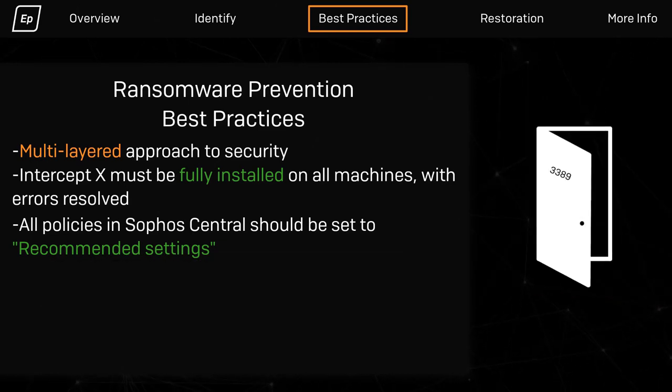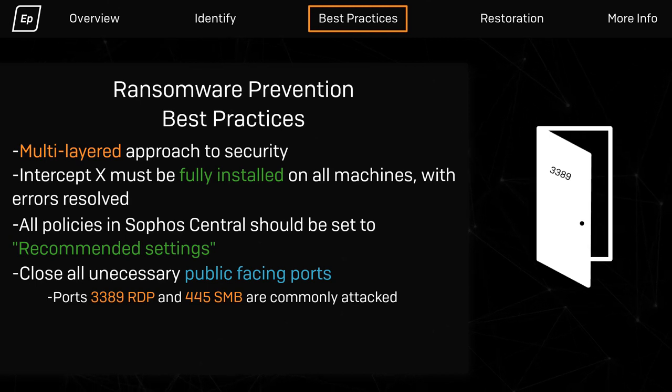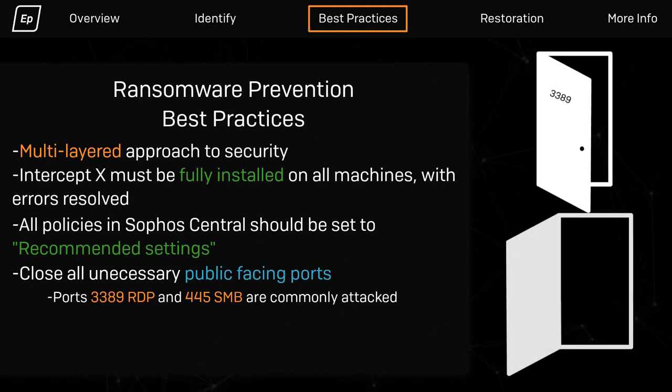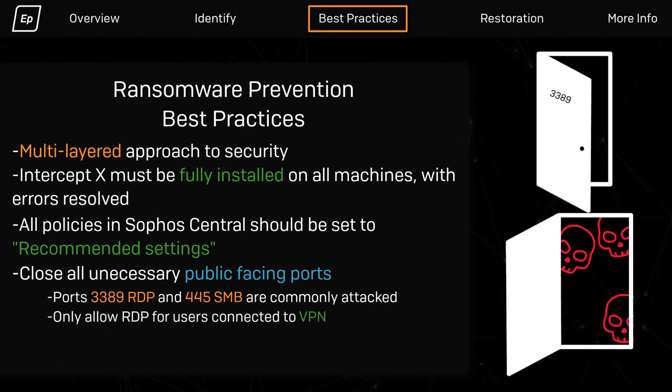Part of the multi-layered approach I mentioned is ensuring you close any unnecessary public-facing ports on your network. Two very important ports being 3389 for RDP and port 445 for SMB. These ports have commonly been exploited by malicious actors and should be closed if not needed. If RDP is needed, we do recommend only granting access to users connecting via your VPN. We also recommend you follow Microsoft's guidance on RDP via the link in the video description.